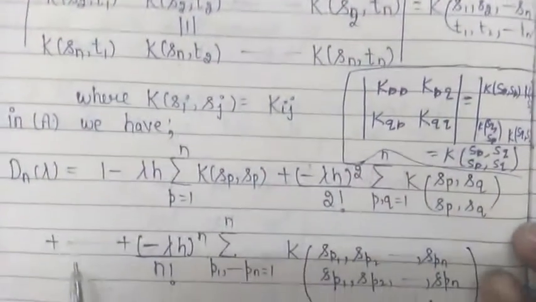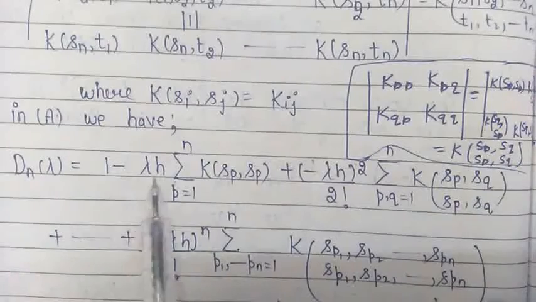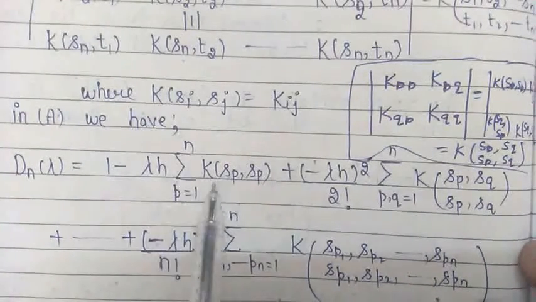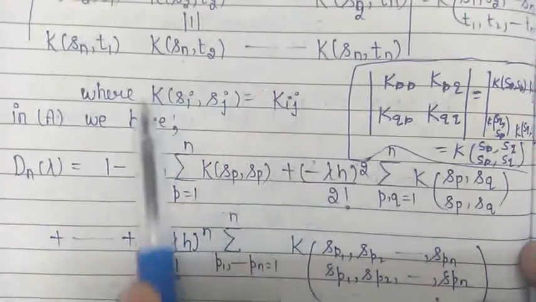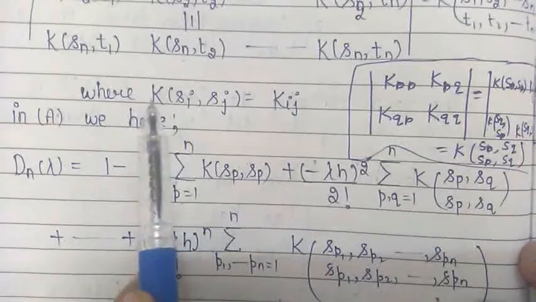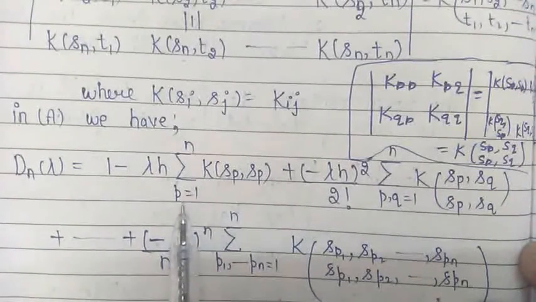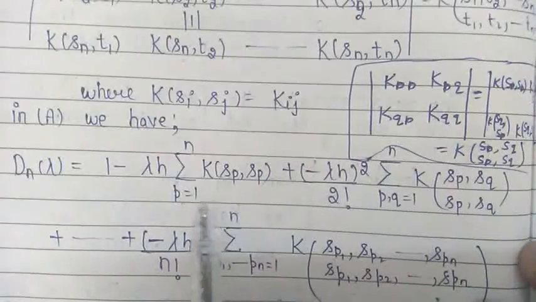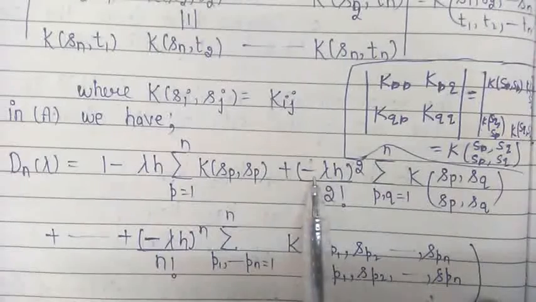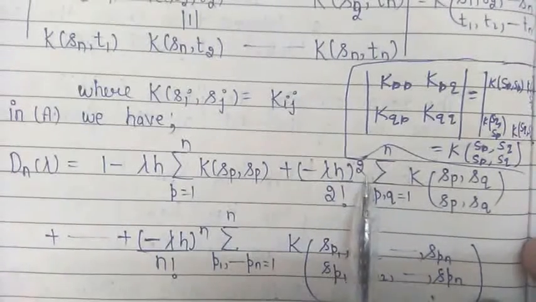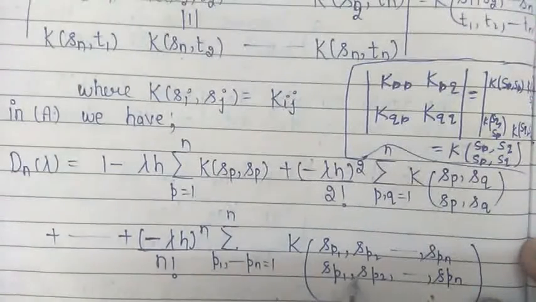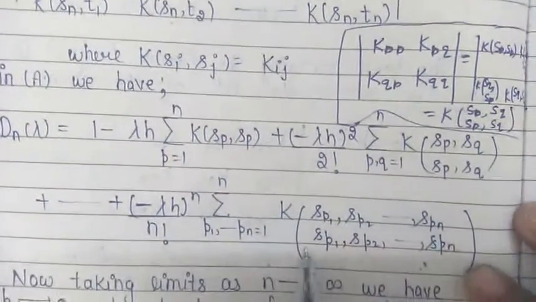So Dn(lambda) can further be written as 1 minus lambda h summation p varies from 1 to n K(sp, sp), because we have used this notation also, because we were having K(v,v). So K(v,v) will be K(sv, sv). So we have used p here, so that the term which contains minus lambda h will become this by using the symbols. The second term which contains (minus lambda h) whole square by 2 factorial, by using this notation, that will become this, and the last term by using this notation, that will become this.